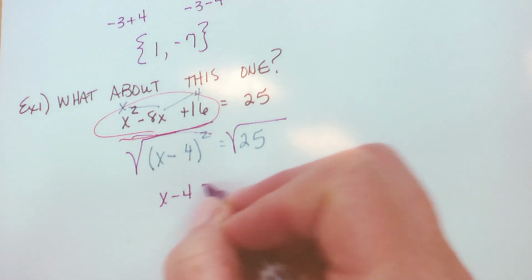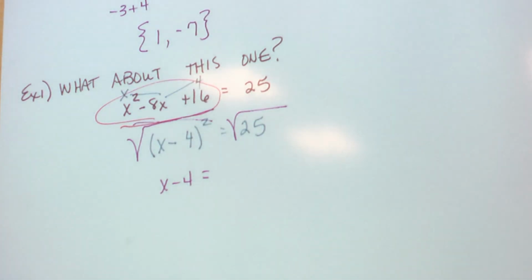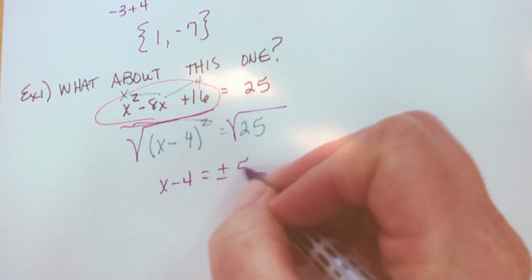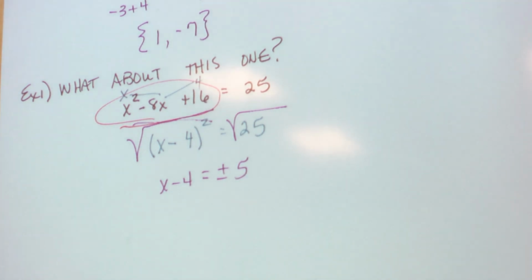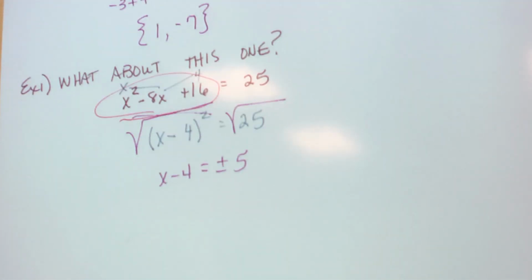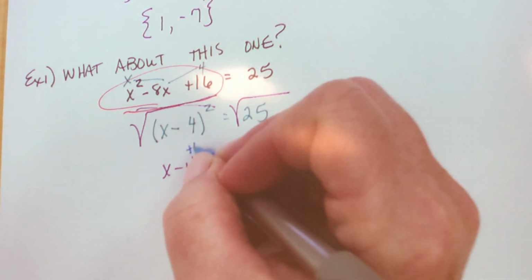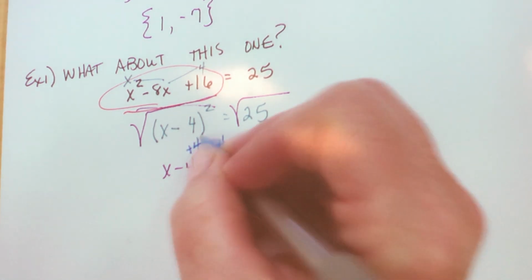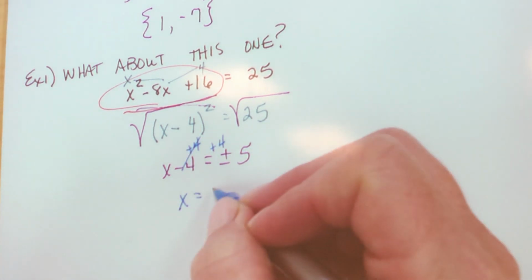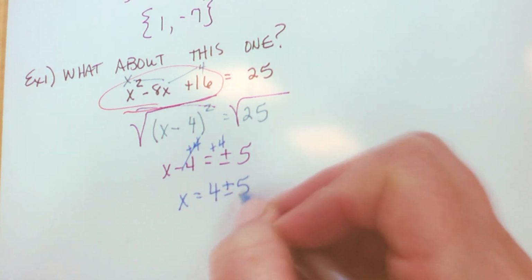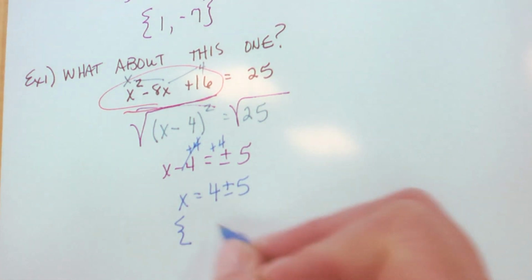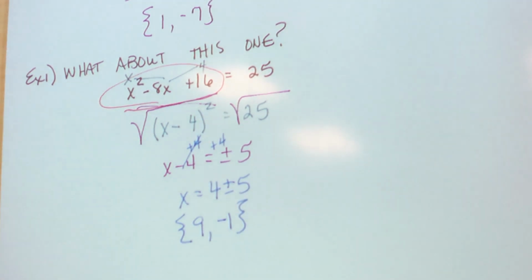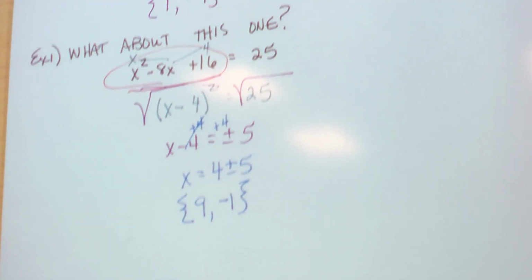X minus 4 is equal to what? Plus or minus 5. You should be working ahead of me, right? Because that's how you know if you really know what's going on, not just copying my work. So plus 4 and plus 4, x is equal to 4 plus or minus 5. What is 4 plus 5? 9. What's 4 minus 5? 1. Perfect. And there's my answer.